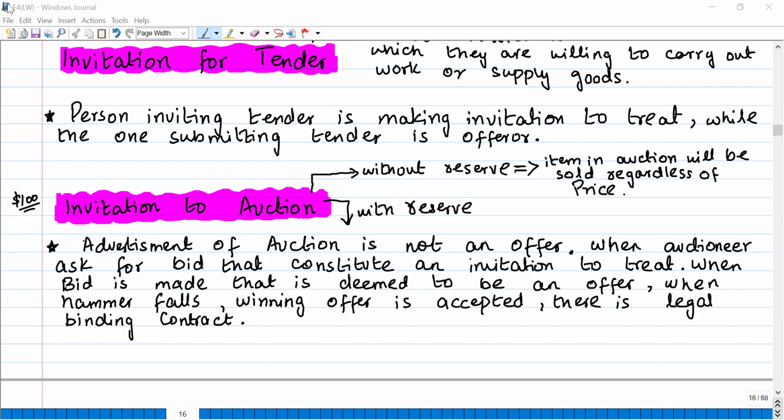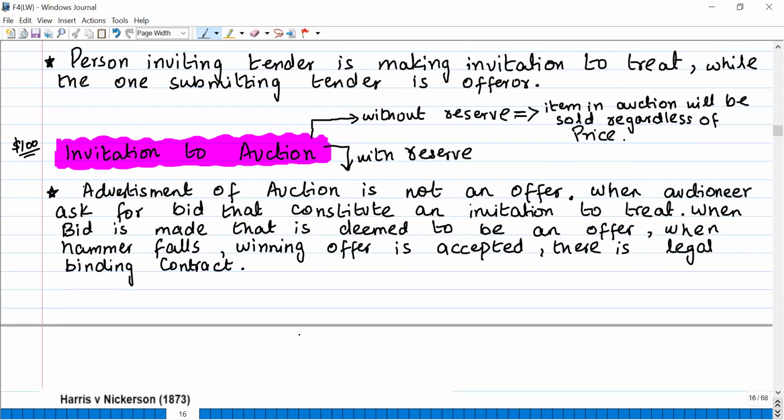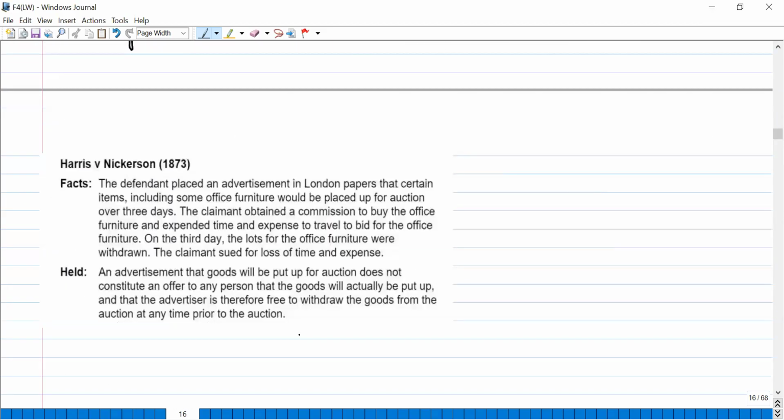So that is the difference between without reserve and with reserve auction. Then there's a case here regarding an auction as well. We have already talked about that. Now let's see that. The defendant placed an advertisement in the London papers that certain items, including some office furniture, would be placed up for auction over 3 days. The claimant obtained a commission to buy the office furniture and expended time and expense to travel to bid for the office furniture. On the third day, the lots for the office furniture were withdrawn. The claimant sued for the loss of time and expenses.